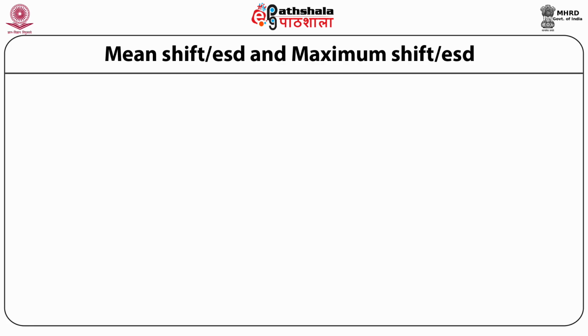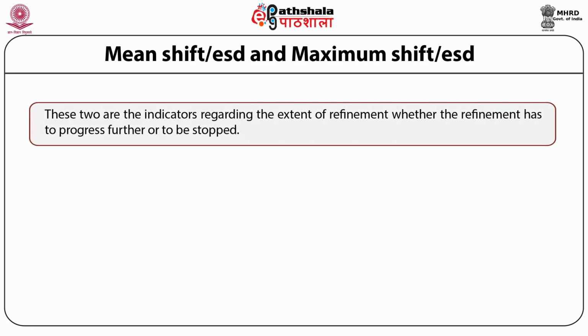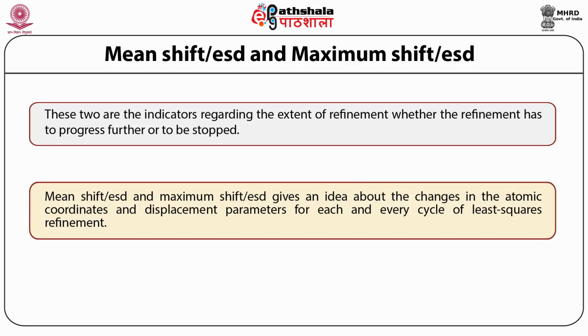The next parameter is mean shift ESD and maximum shift ESD. These are the two indicators regarding the extent of refinement, whether the refinement has to be progressed further or it has to be stopped. These parameters tell us about the changes in the atomic coordinates and about the displacement parameters for each and every cycle of least squares refinement. The value of mean shift ESD and maximum shift ESD must be very close to 0 or equal to 0 for the refinement to converge. Beyond this, the refinement should not be carried out.